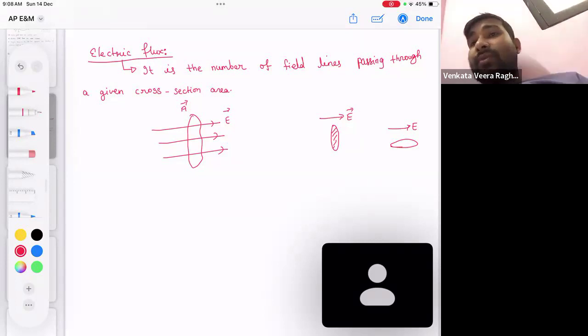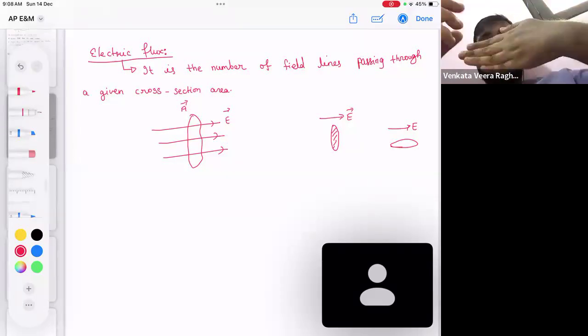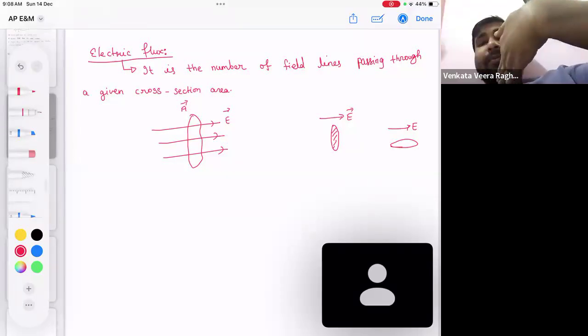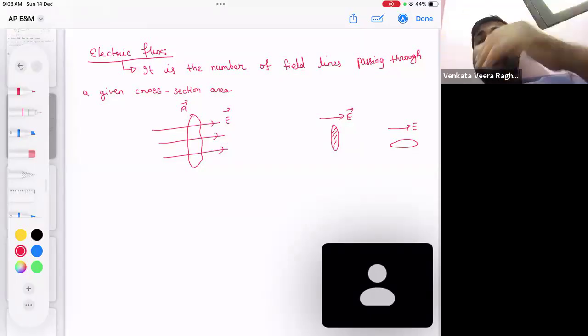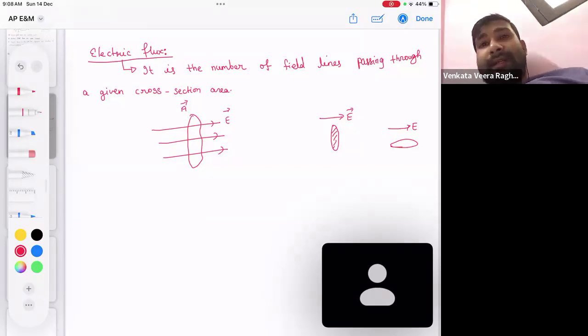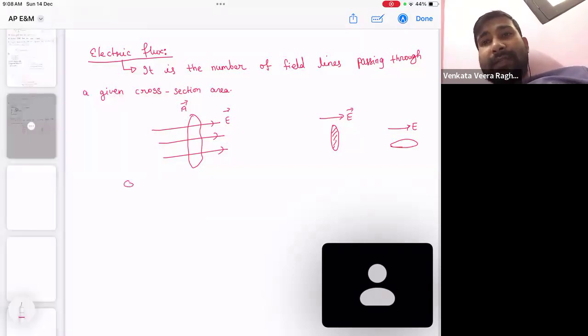Okay. So what will be the direction of the area vector? The direction of the area vector is always perpendicular to the surface area, and it is the outward direction. Means if I draw this area vector, it will be in the outward direction, like this. So the area vector is always drawn in the outward normal direction. Okay, so electric flux we represent by phi. Phi is given as E dot A.